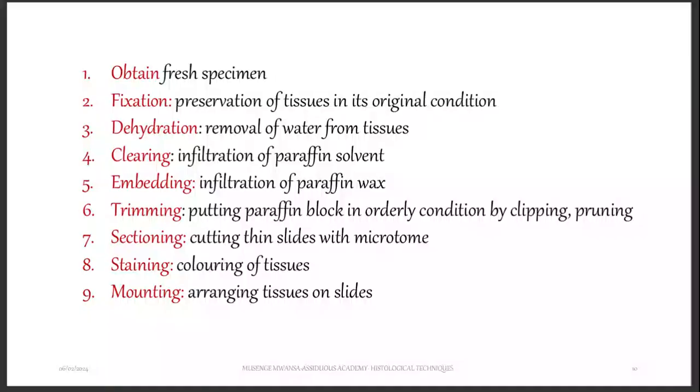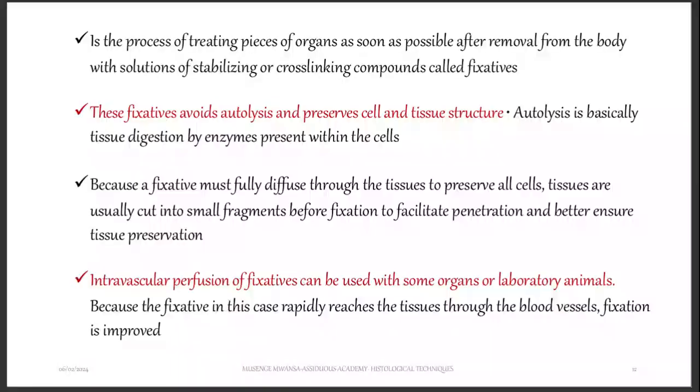So I'll start with fixation. At this time, we are saying we've already obtained our specimen. So how do you preserve the specimen that you've obtained? In fixation, what you are simply trying to do is to stop the tissue that you have collected from undergoing degradation or autolysis, being eaten up, because tissues have their own enzymes and the enzymes are capable of eating them up. So to prevent autolysis and to preserve the cells and the tissue, that's why you do fixation.